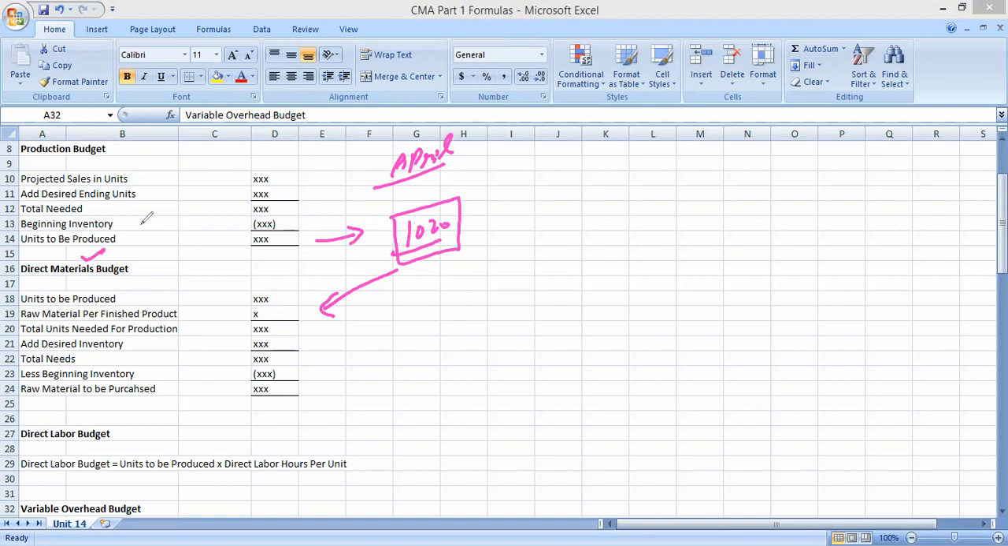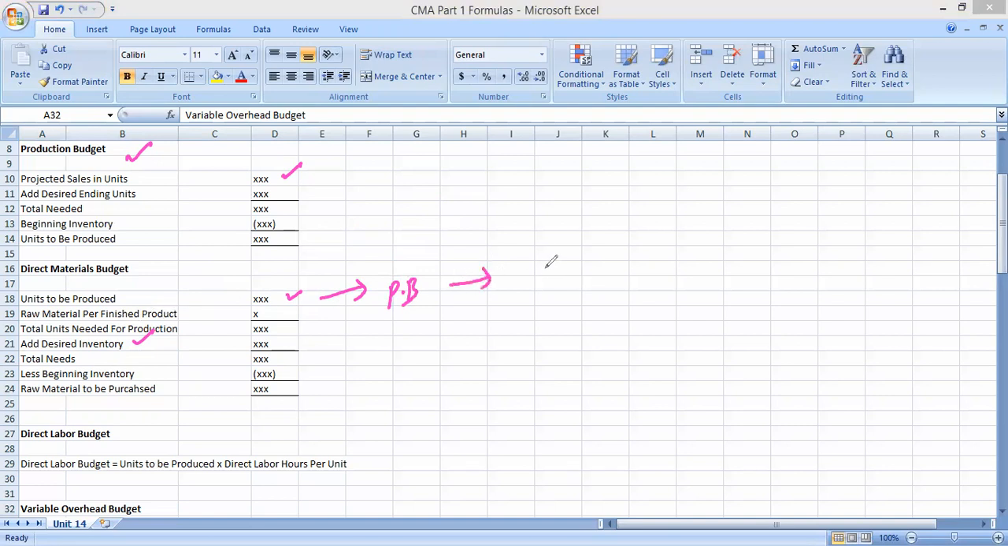Friends, one important thing you have to keep in mind, these two formulas are almost similar, only the first step changes. Like when we did the production budget, in the first step we used projected sales in units, while here in the direct material budget, in the first step we have to calculate total units needed for production. How do we calculate it? Units to be produced, which will come from the production budget, multiplied by raw material per finished product.